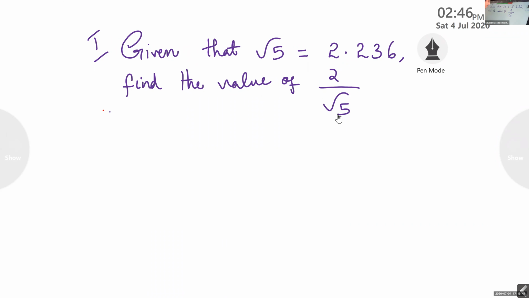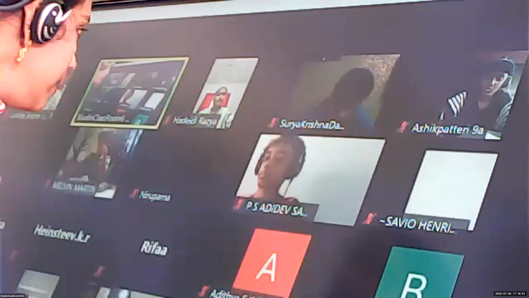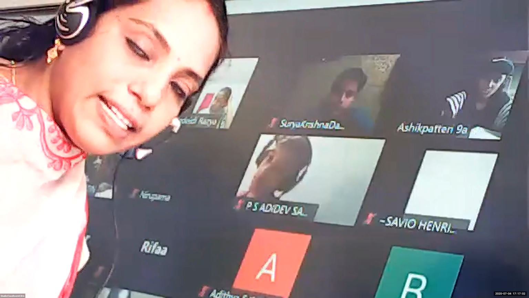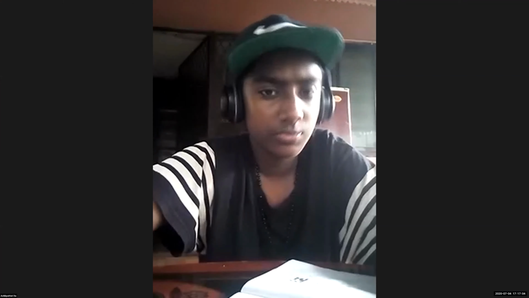If given that root 5 equals 2.236, find the value of 2 by root 5. How will you do this question? 2 into root 5 by root 5 into root 5. Here you are using rationalization first and then finding the answer.